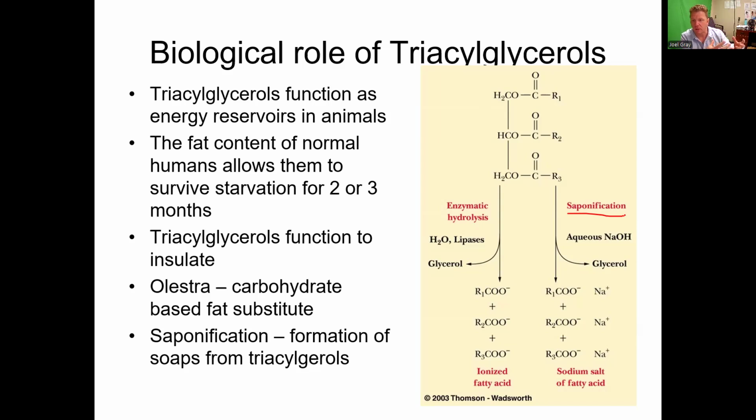They would take pig fat and render it with sodium hydroxide to make soap. Now, this is an industrial process. Alternatively, your body takes triacylglycerols and goes through a process known as enzymatic hydrolysis, uses a class of enzymes known as lipases, and produces glycerol and ionized fatty acids. So it releases those fatty acids. So enzymatic hydrolysis uses lipases to make these fatty acids.